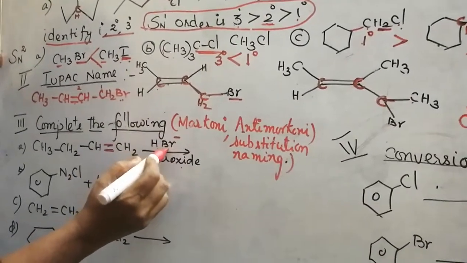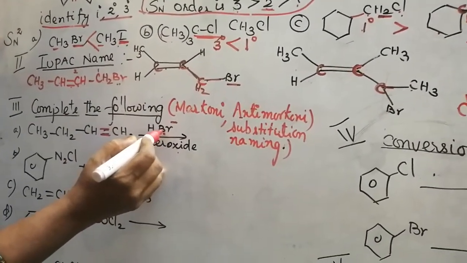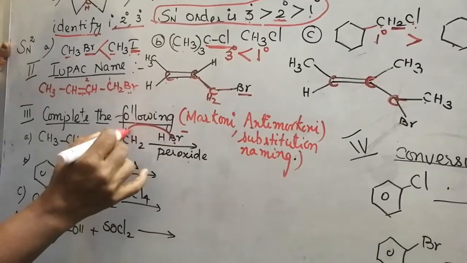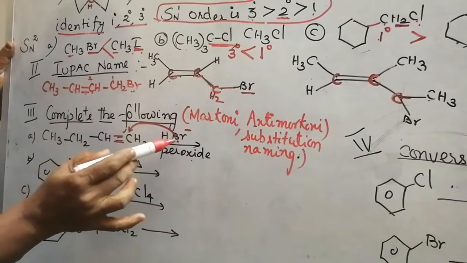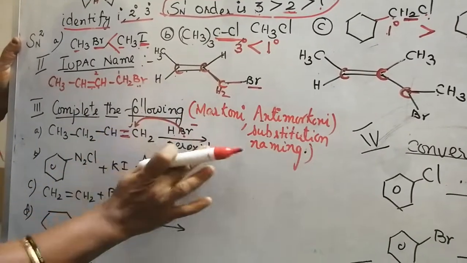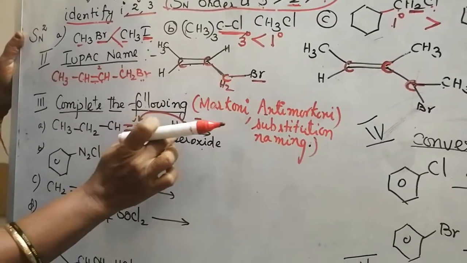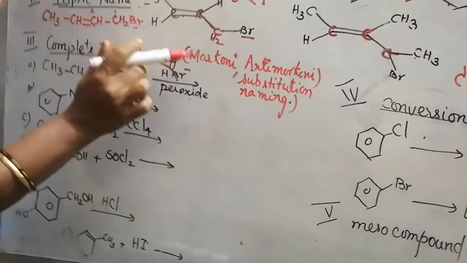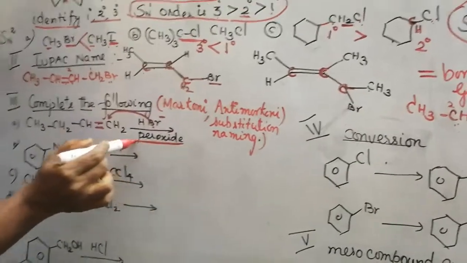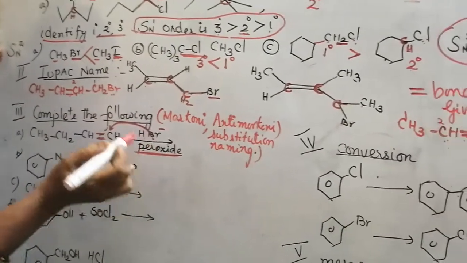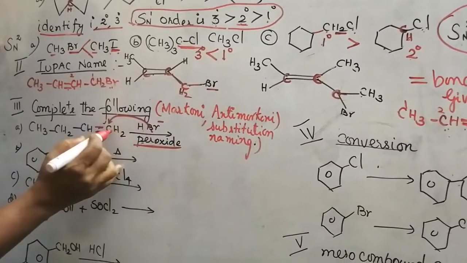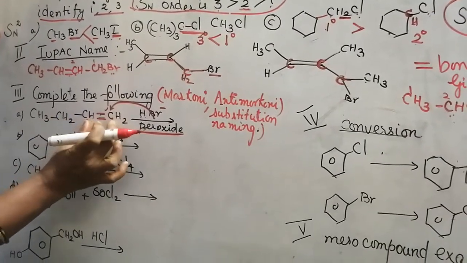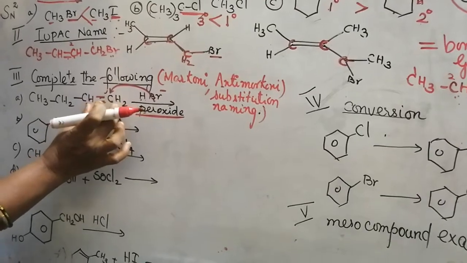The negative part of the incoming group, that is Br, will attach to the carbon having more number of hydrogen atoms. Yes, very good. But in the Markovnikov rule, if peroxide is not there, then the negative part of the incoming group will attach to the carbon having fewer hydrogen atoms. That is the Markovnikov rule. But here we have the peroxide effect or Kharasch effect. So the Br will attach to this carbon and the H will attach to this carbon. Asymmetric addition will take place.